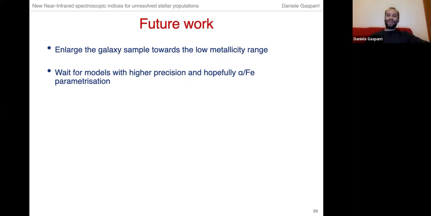be good enough to build some models that can correctly parameterize the yield of the AGB stars in the near infrared region in order to better reproduce the data.